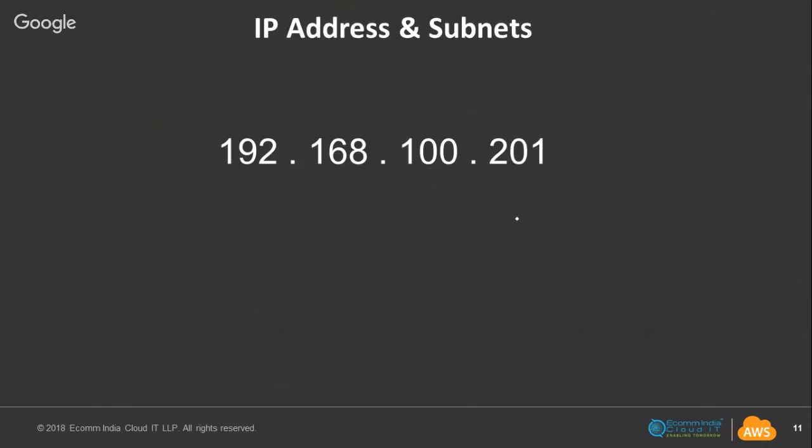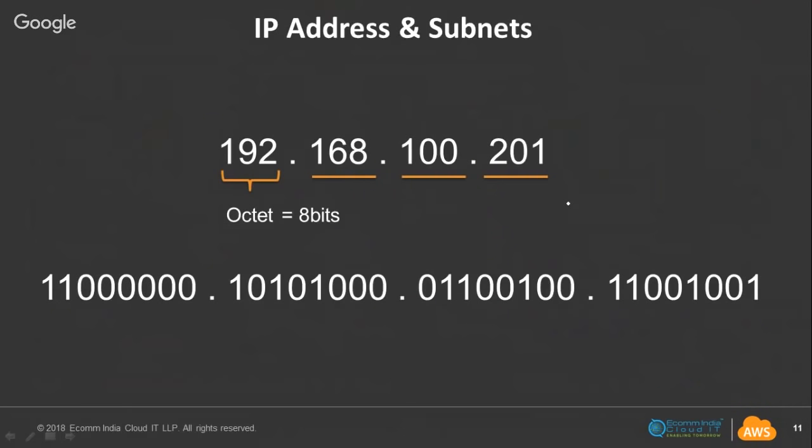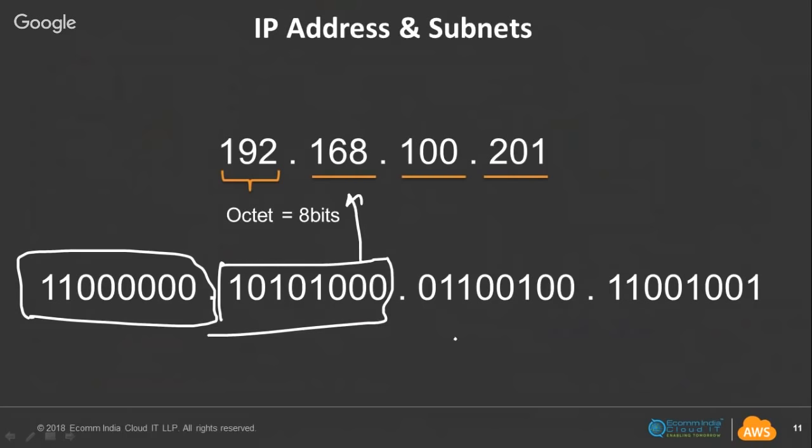192.168.100.201. In these IP addresses, each of these numbers is known as an octet, because each of them is made up of 8 bits. So technically speaking, each IP address is made of 4 octets of 8 bits each. When we talk about bits, it's going to look something like this. These 8 bits represent the number 192. These 8 bits represent the number 168. These 8 bits represent the number 100. And these 8 bits represent the number 201.